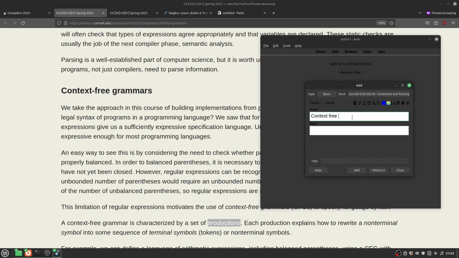Context-free grammars. What are terminal symbols? They're essentially the symbols in the alphabet. So they're the valid strings, the valid matches to the regex, the valid tokens. It cannot be further expanded or replaced within the grammar. So how do we put this?